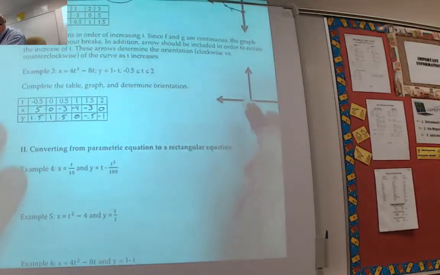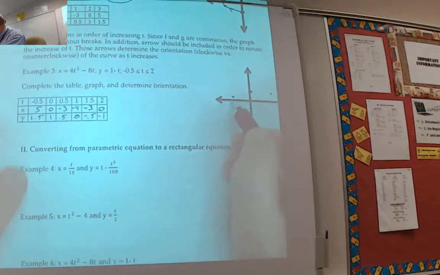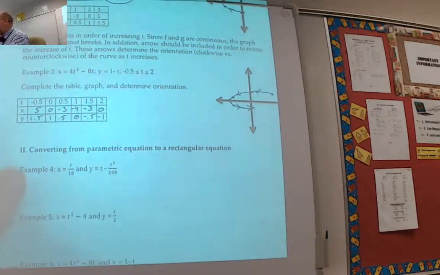So let's see. 5, 1.5, approximately there. 0, 1 right here. Negative 3.5, 0. Negative 4, 0. Negative 3.5 and 0, negative 1. So it kind of looks like this. Does that seem correct? Correct. So there's my orientation. Does that kind of look like what you have?